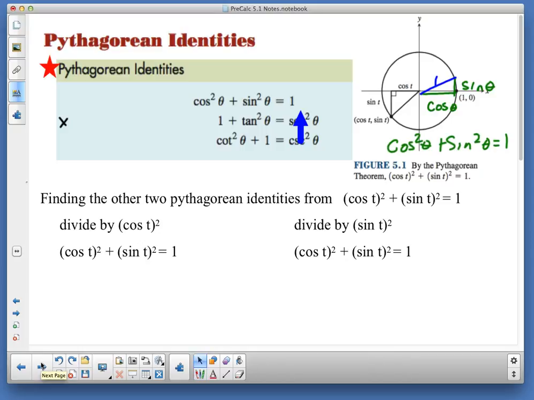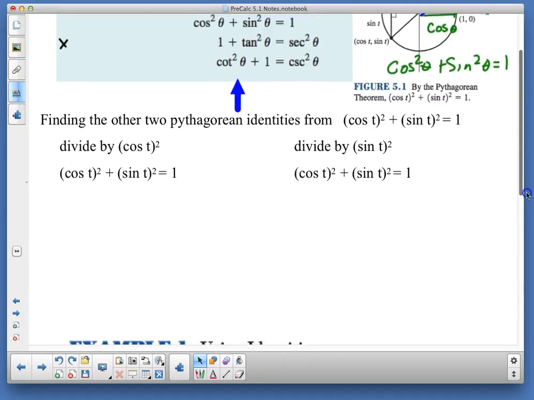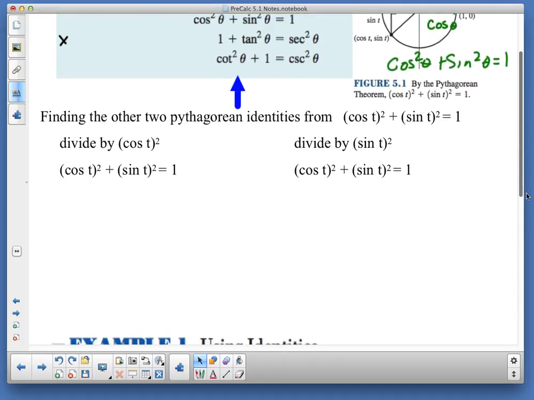So all three of these stem from our unit circle work. Please keep in mind, I can derive each one of the other 2 from this one. I'm going to show you how to do it, and I'm going to do it quite often with quite a few of the problems in this example. But first, finding the 2 other Pythagorean identities from cosine squared theta plus sine squared theta equals 1.